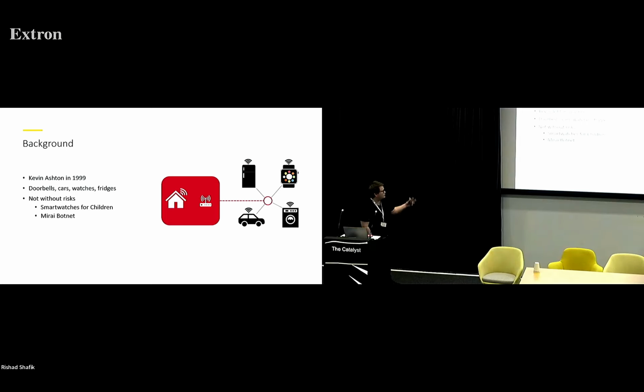So IoT was coined in 1999 approximately. And since we have seen extreme growth in this field, we now have doorbells, cars, watches and fridges, basically everything. I see a lot of you guys have IoT devices on you. But clearly this is not without risks. So for example, smartwatches we have for children, not very good if people can hack this device and take over and monitor your kid's device.